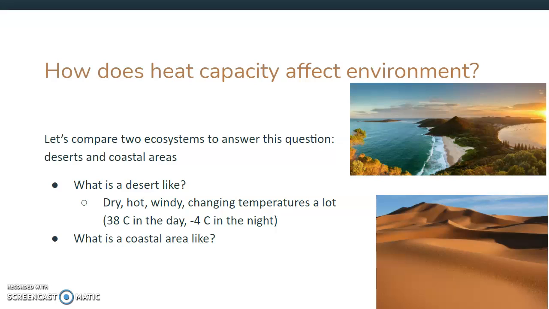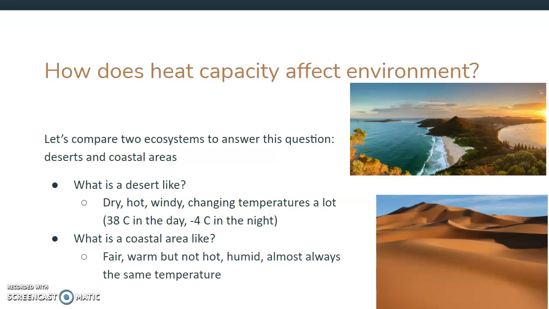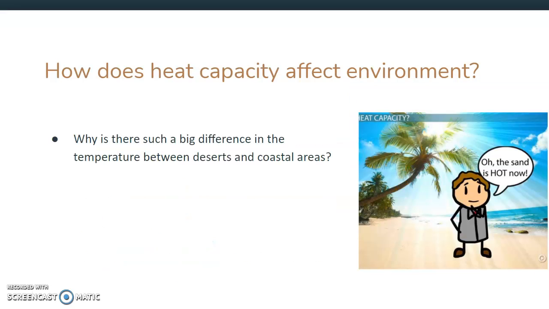But what about a coastal area? What if we went to one of the beaches in Honduras? What would it feel like? I think it would be warm. It would have a fair temperature, I would say. What's called humid, where there's a lot of water in the air, and it's almost always the same temperature. So it doesn't get super hot or super cold. Maybe it only changes by like 5 degrees Celsius from night till day. So why is that? Why is there such a big difference between our deserts and our coastal area?